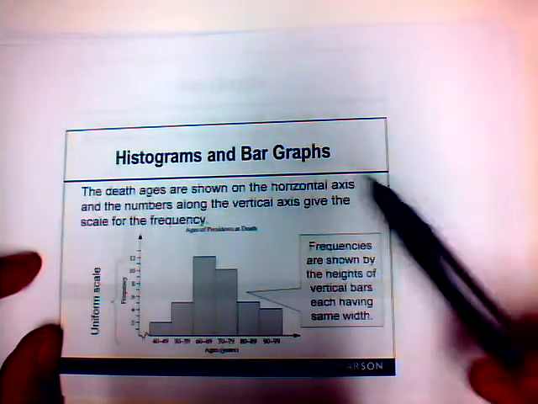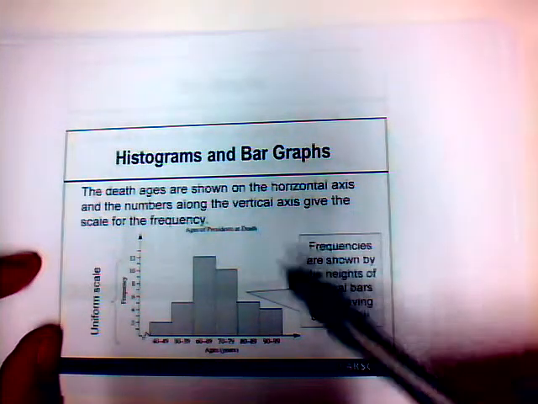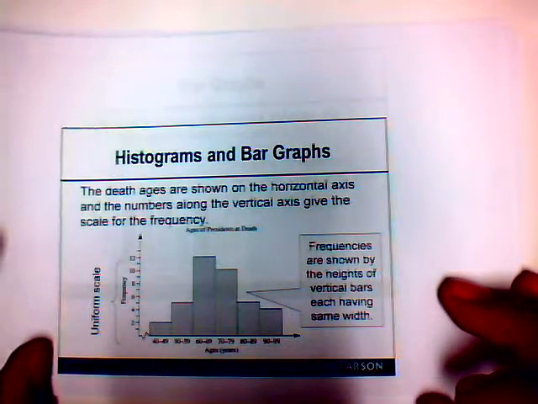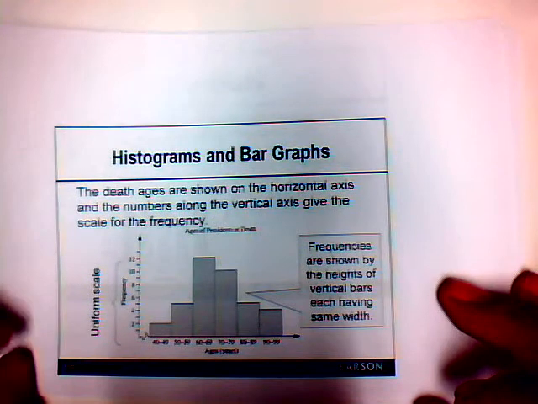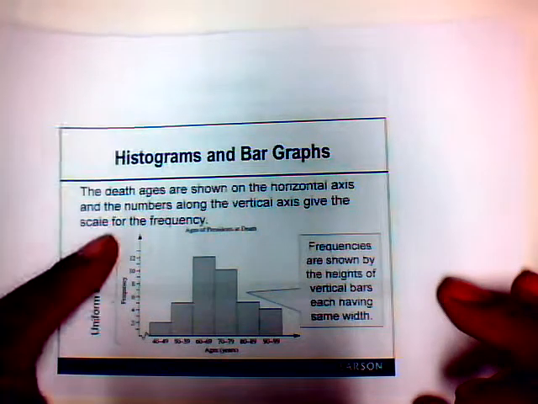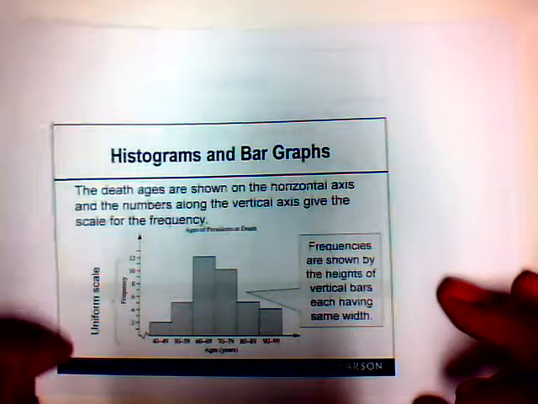And of course, your bar graph would have a title. Well, a histogram should have a title as well. And your vertical and your horizontal axis have to be labeled. And of course, the frequency, the vertical scale, has to be uniform.